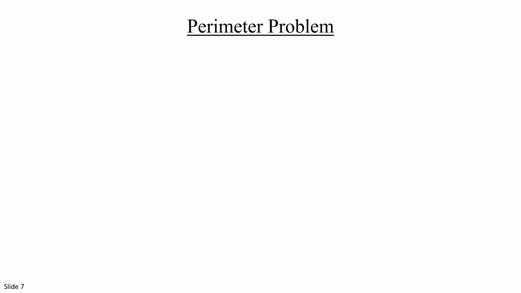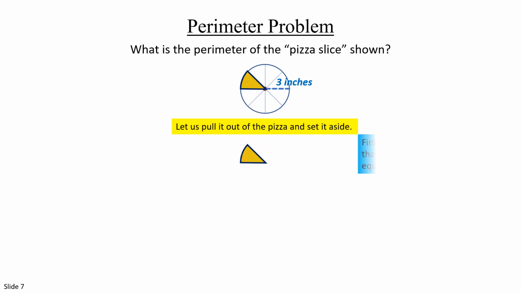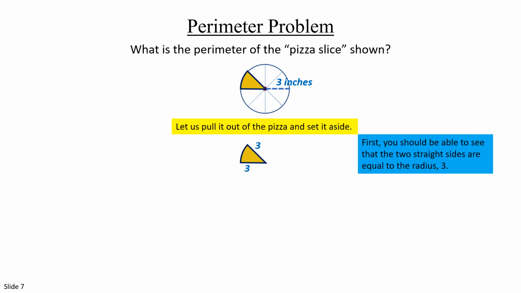All right, let's look at a perimeter problem with circles as opposed to just circumference. What is the perimeter of the pizza slice shown? So we've got a circle of radius 3 inches, and they've cut it up into 1, 2, 3, 4, 5, 6, 7, 8 pieces. Well, let's take a look at the one piece and pull it aside. And you can see that the sides, the straight edges, are the radius. So we'll label them with 3.